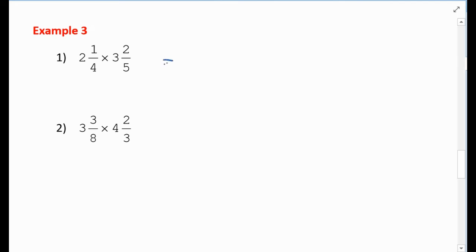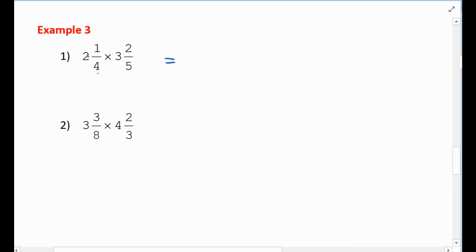Okay, let's do it together. 2 times 4, which is 8. 8 plus 1, which is 9. 3 times 5, which is 15, plus 2, 17. And now we look at the numbers, see if we can reduce 9 and 5. There's no common factor. 4 and 17, no common factor. So we cannot reduce it.